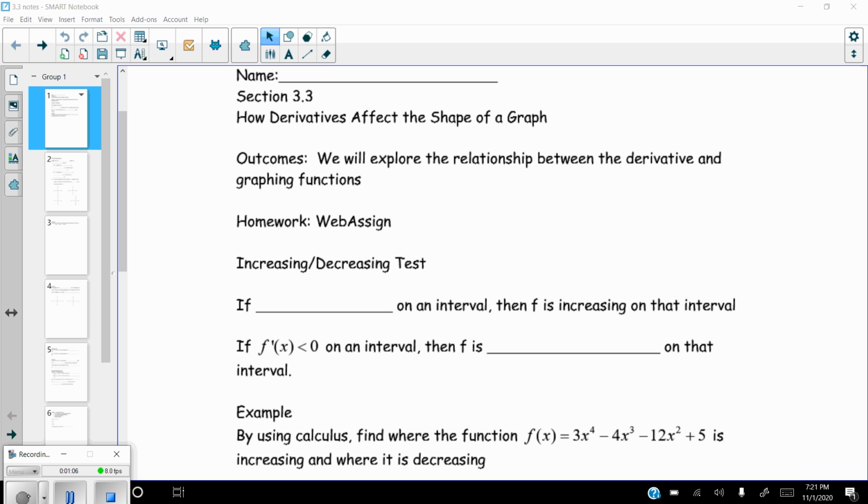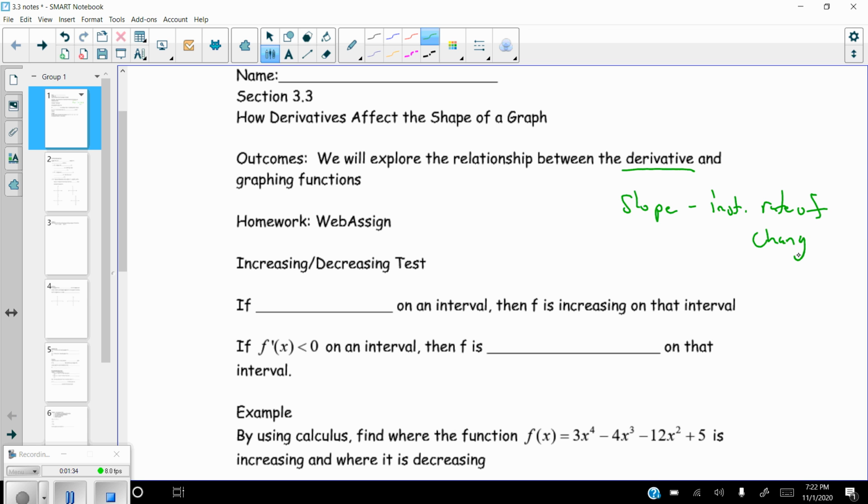We're going to explore the relationship between the derivative and graphing functions, so how it fits together. One thing I want you to keep in mind: derivative is a slope. So when we see derivative, we should be thinking slope. Specifically, it is an instantaneous rate of change. It's a tangent slope. It's not the secant, not an average. It's the instantaneous rate of change, but it is a slope.